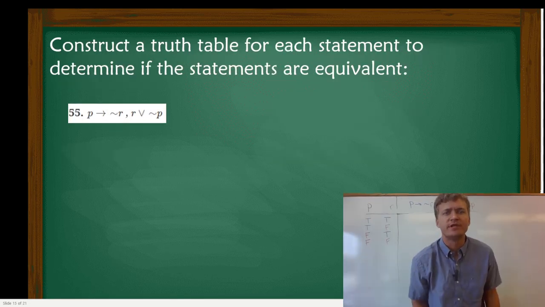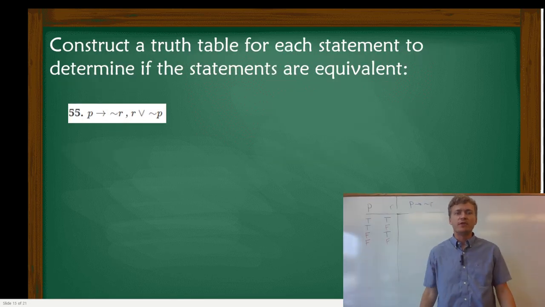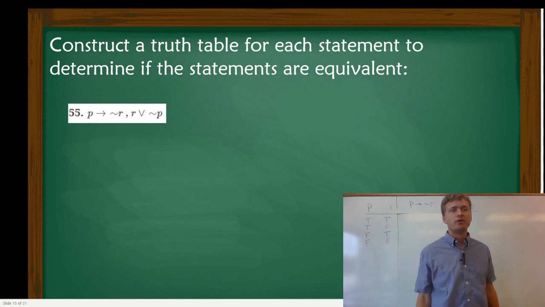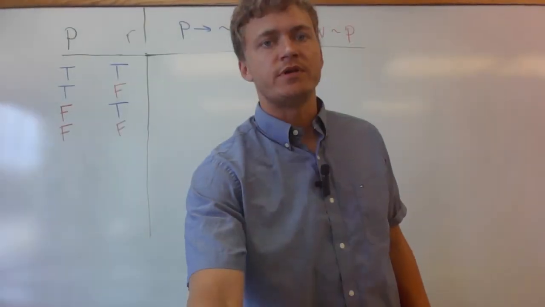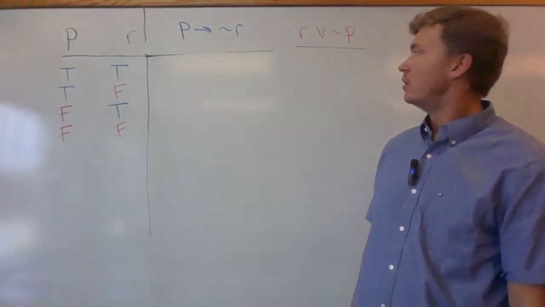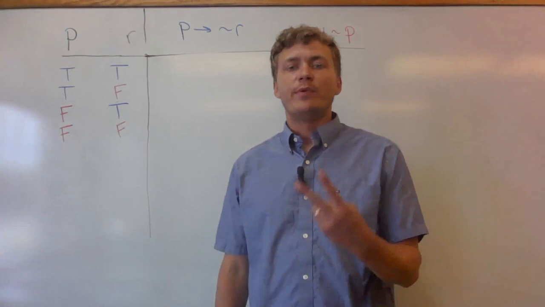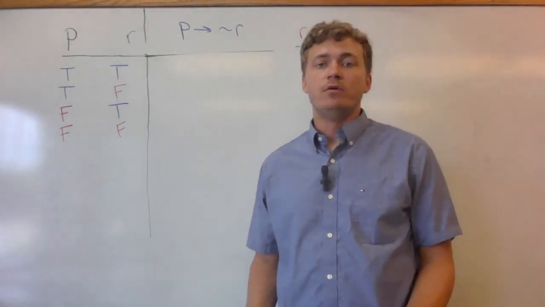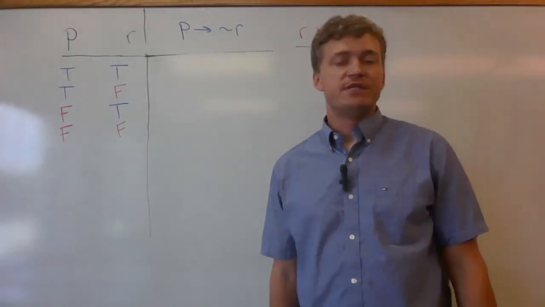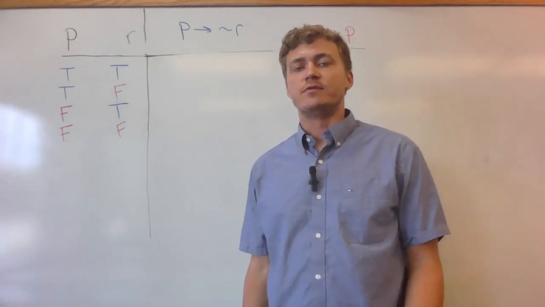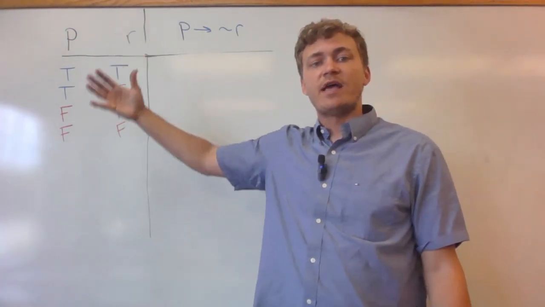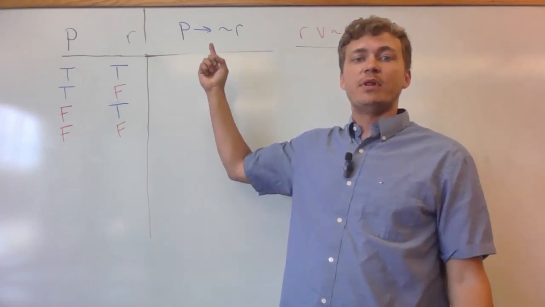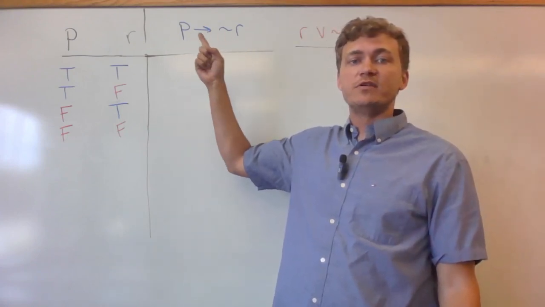Construct a truth table for each statement to determine if the statements are equivalent. P implies not R. Likewise, we have R or not P. So what we're going to do here, we're going to go to the full screen. P implies not R. R or not P. Now, normally when we only have two statements, we're working with P and Q. In this case, notice that for each of the statements, we're only given two letters, which means we only have two simple statements to work with. So instead of having the eight rows for P implies not R, only two letters are present.